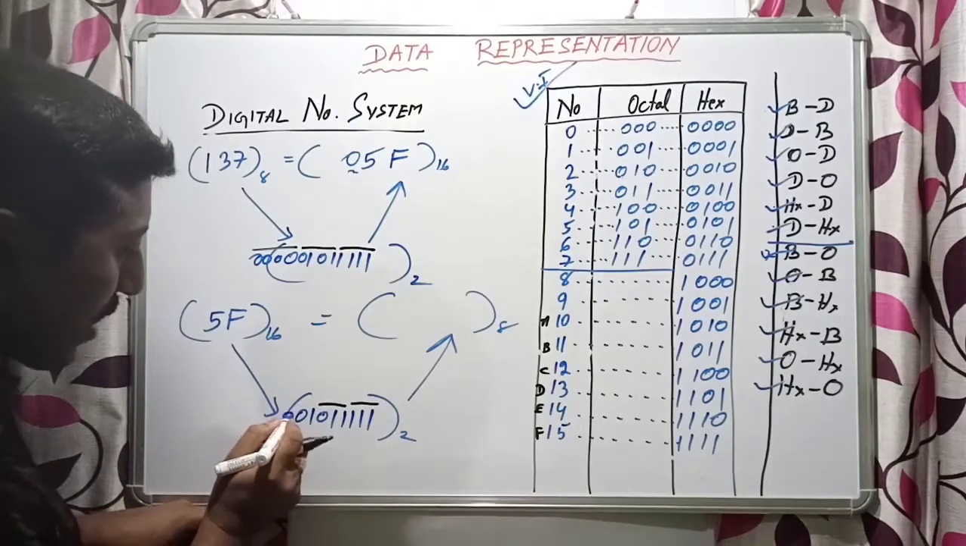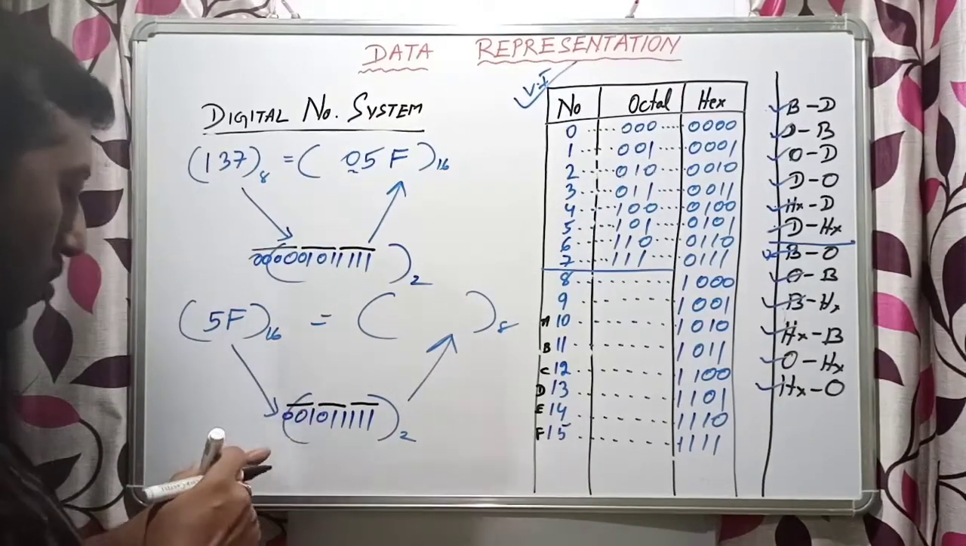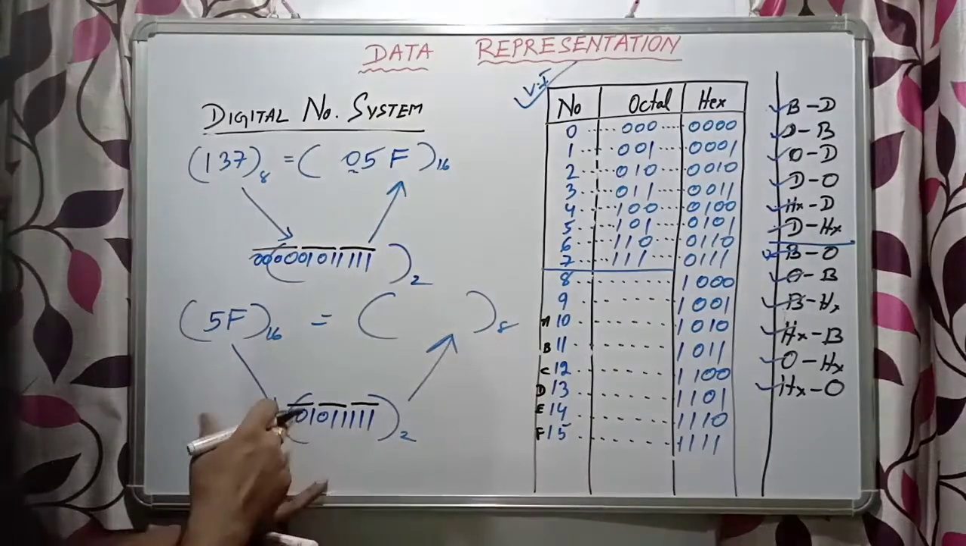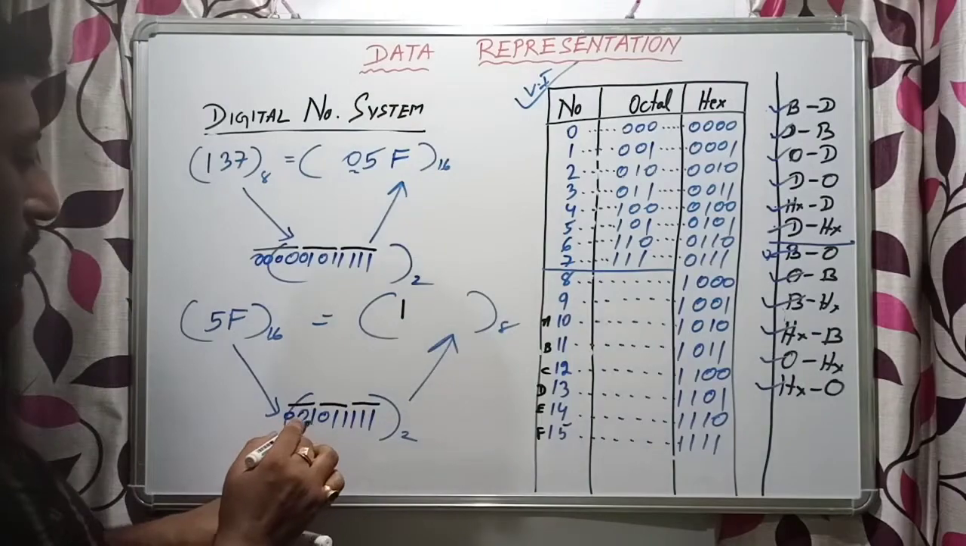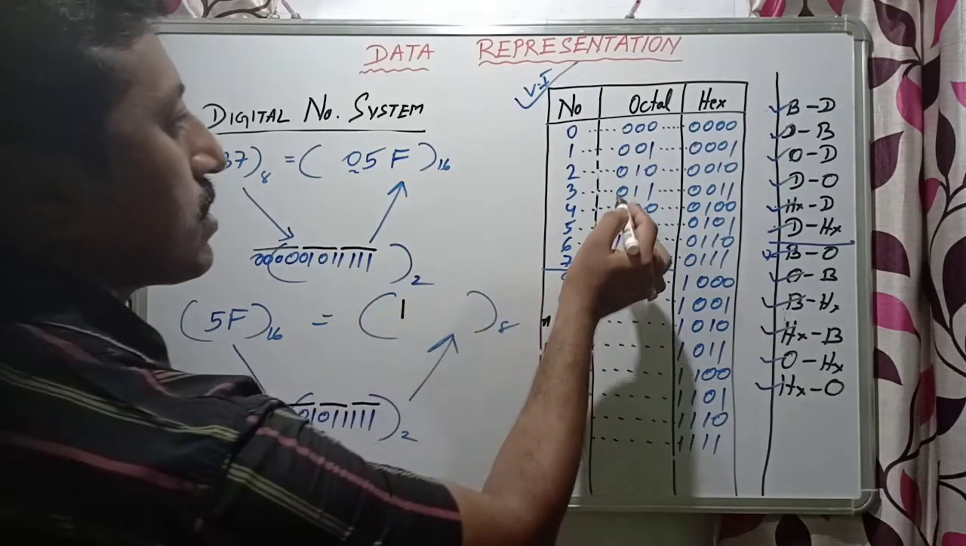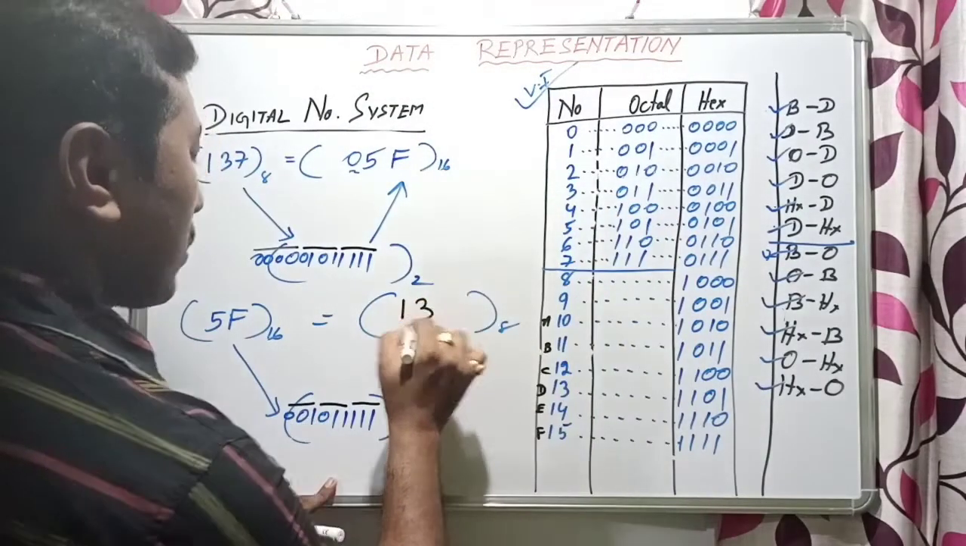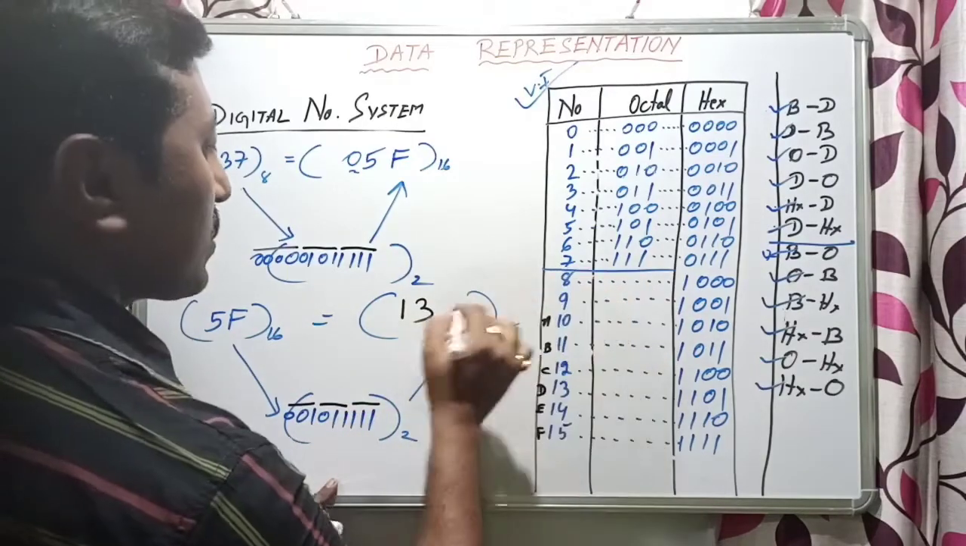So 1 0, you will write here and make another group here. Okay, now let us see 0 0 1. 0 0 1 means 1. It is coming 1. Next 0 1 1. 0 1 1 is coming 3. 1 1 1, 1 1 1 means it is coming 7.